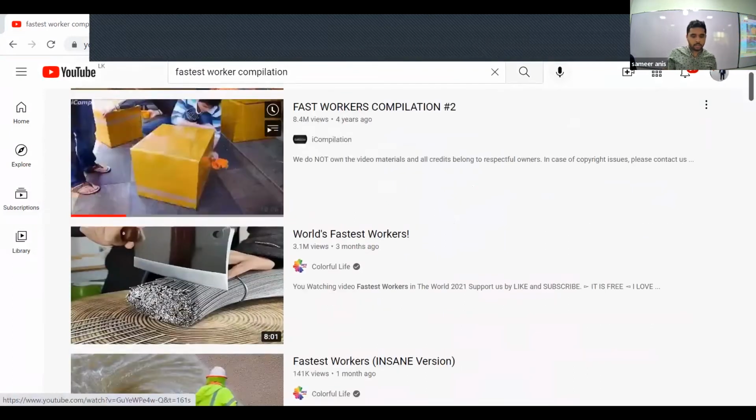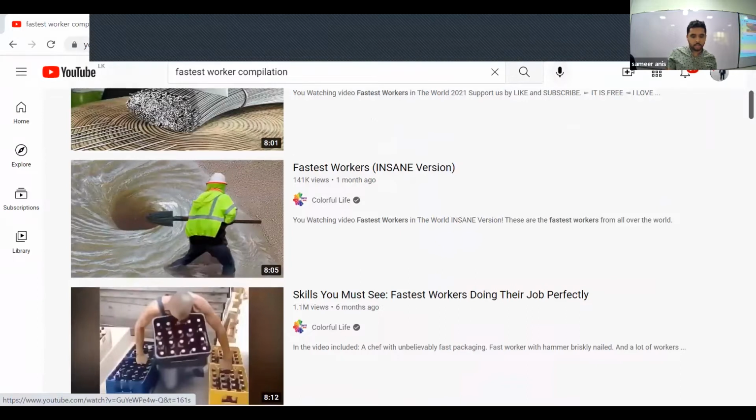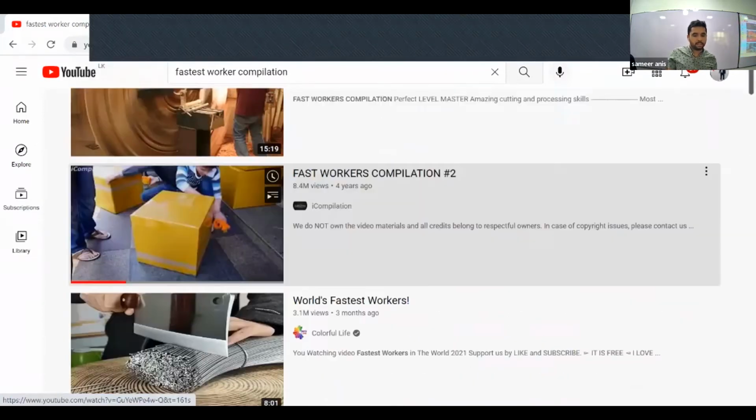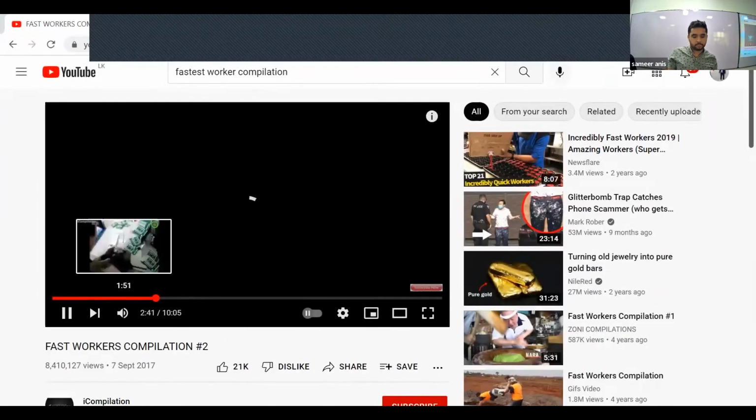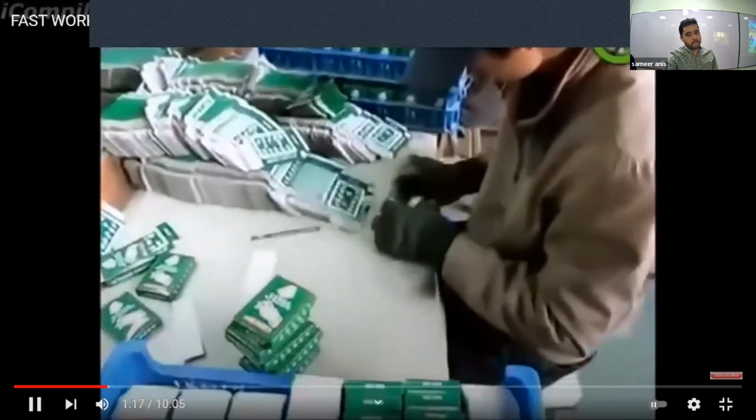So guys, if you take the compilation of the fastest workers, they show you the card packing, but let's see if it is there. Let's say every day you have to come and do the same thing. After a point, you would agree that it will become just boring. There is no difference. Every day you have to come and do this stuff. For some reason, the net is a bit slow, guys.